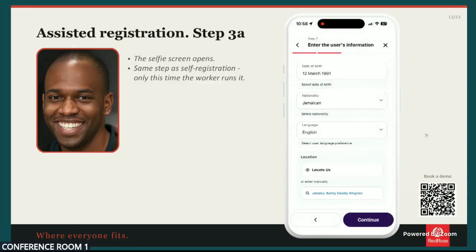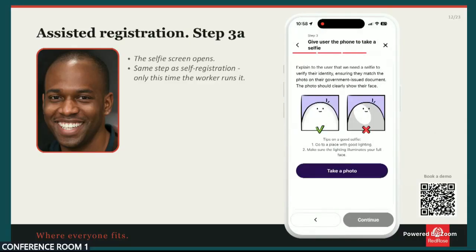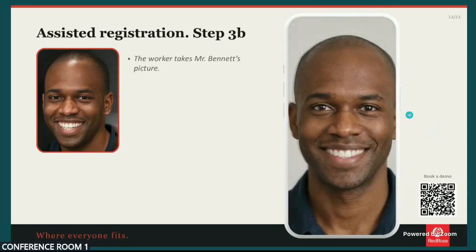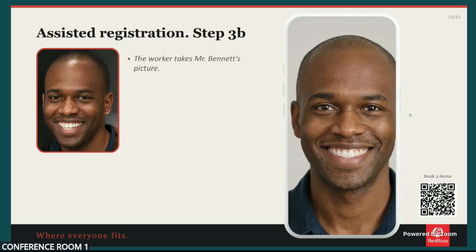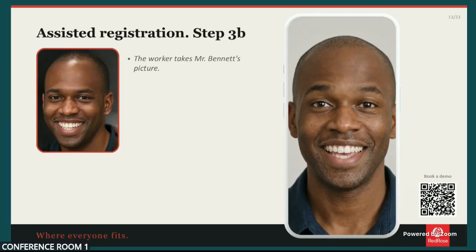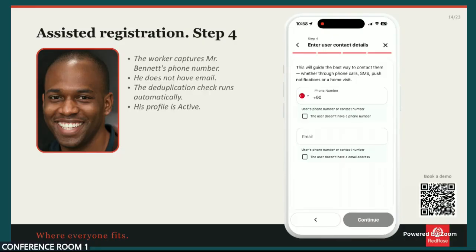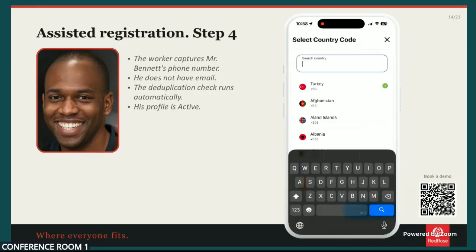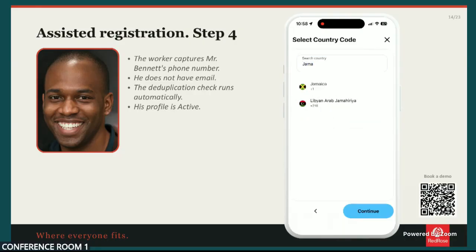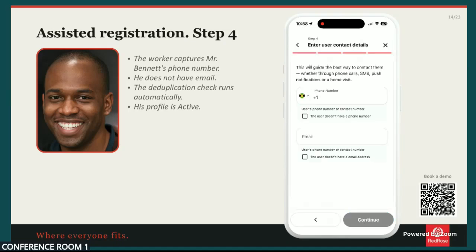Then the same selfie step, right? So even without the ID, the selfie verification is exactly what anchors Mr. Bennett's identity in the whole registry. So after that is taken, the phone number is being captured for future communication. He doesn't have an email. That is not a problem. We're just going to skip email for now.